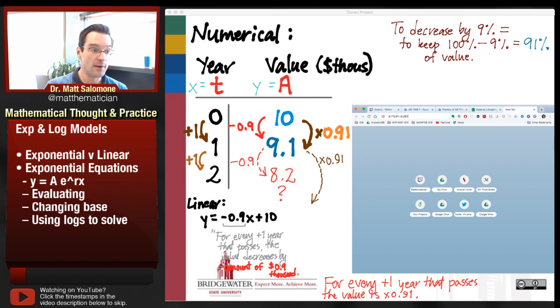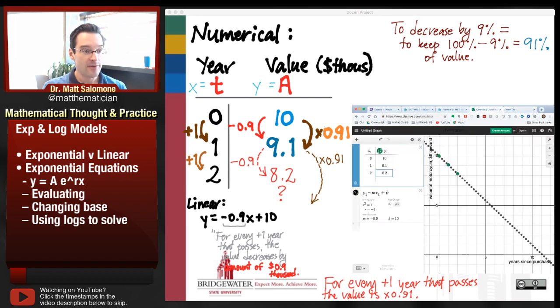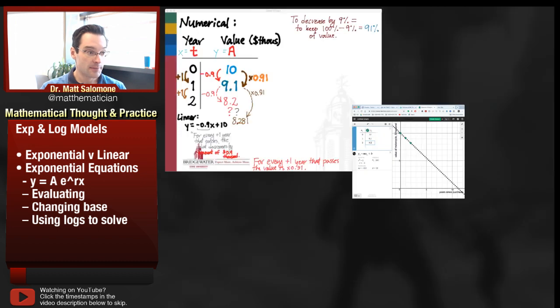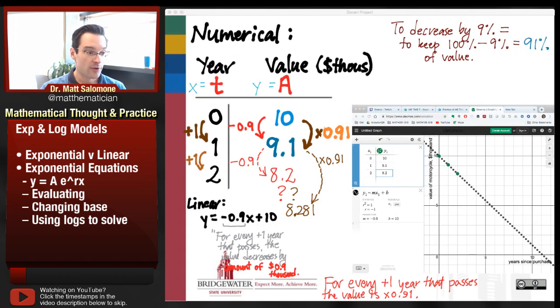8.281. And so that gives me a number that doesn't agree with what the linear model is predicting. Right? So we're in a situation here where I have two different competing claims for what the value of this motorcycle should be at the end of that second year. If its value is really decreasing in a linear fashion by a constant amount of money every year, then at the end of that second year, $8,200, 8.2 thousand, is going to be its value.